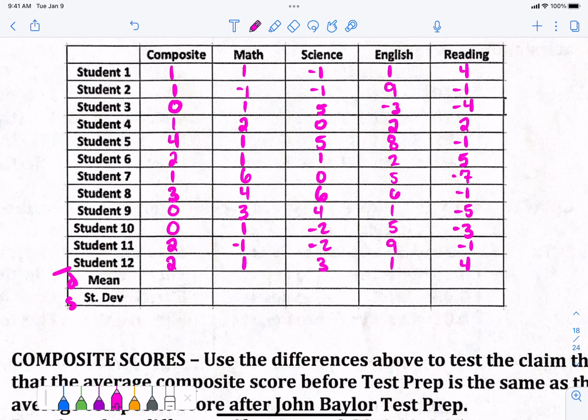All right, so for composite, if you add those all up and divide by 12, does anybody have those numbers? Does anybody have a calculator? My phone. Pass it on over. I got 17 divided by 12, 1.42. 1.417. Is that what you just said, Sarah? Yeah, I rounded it.